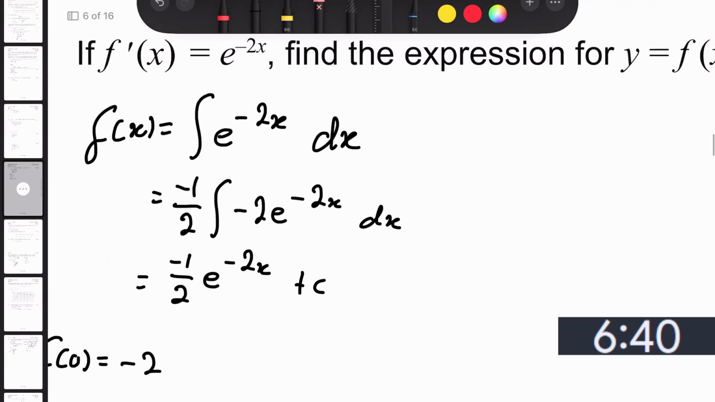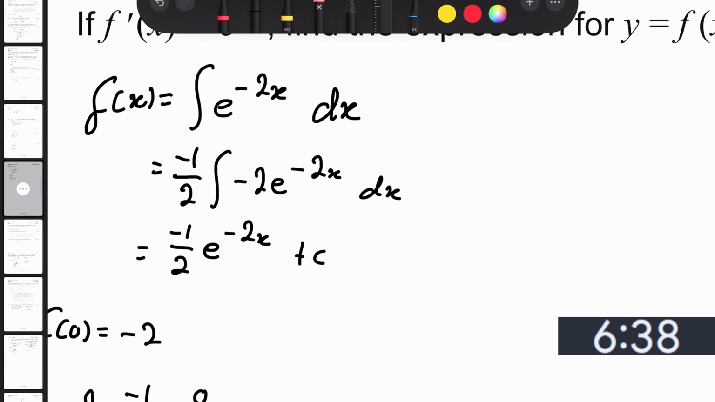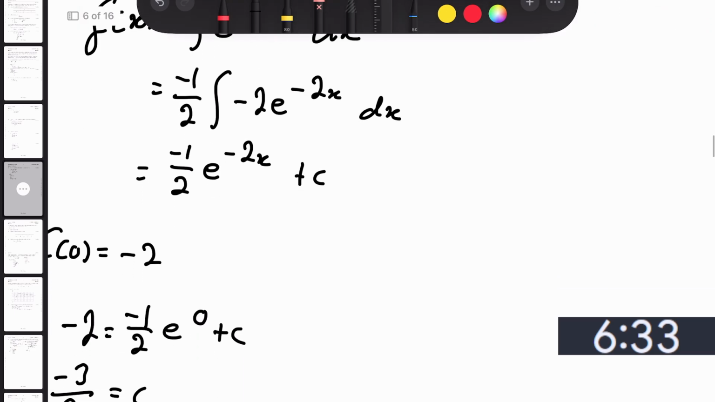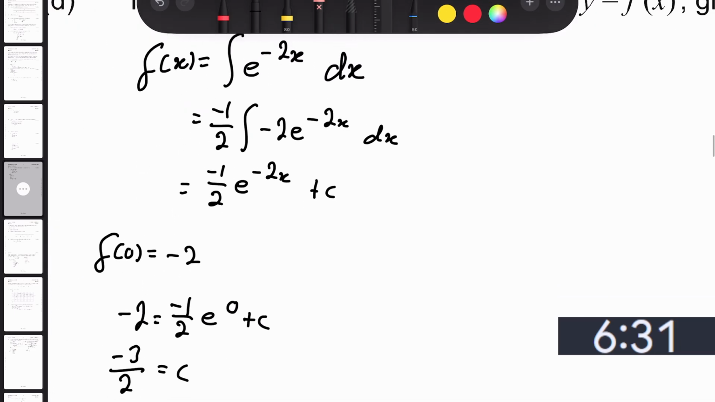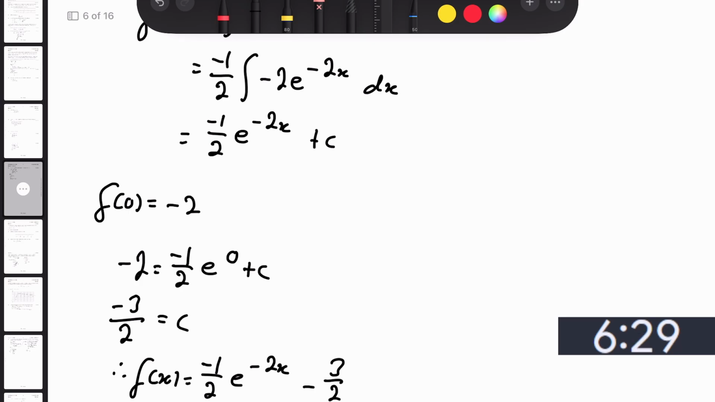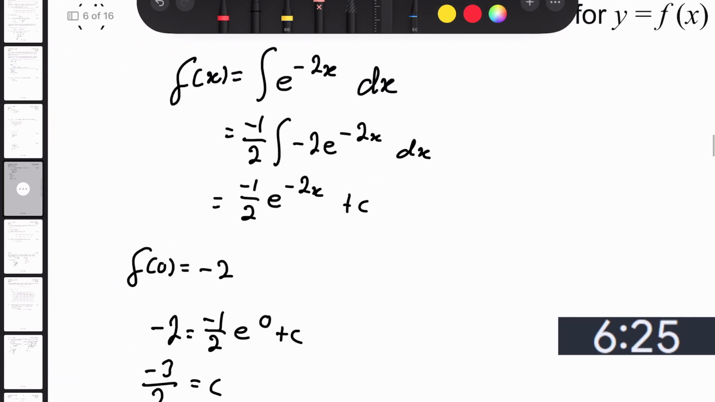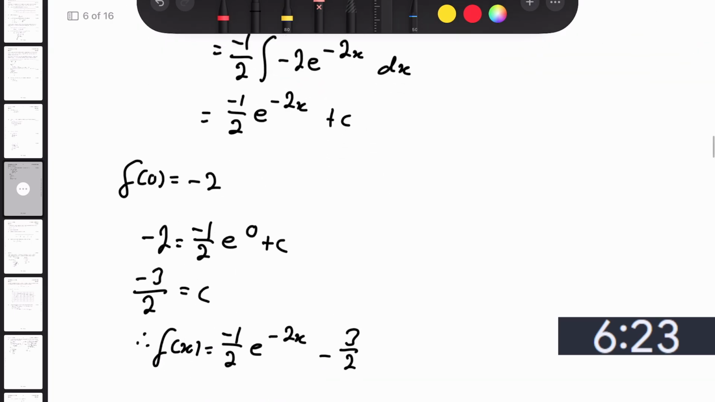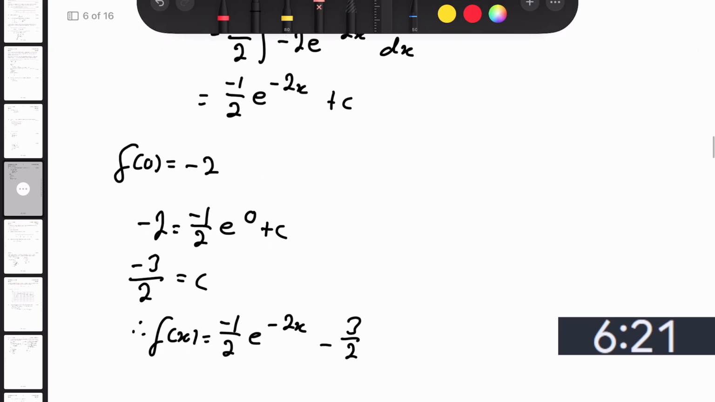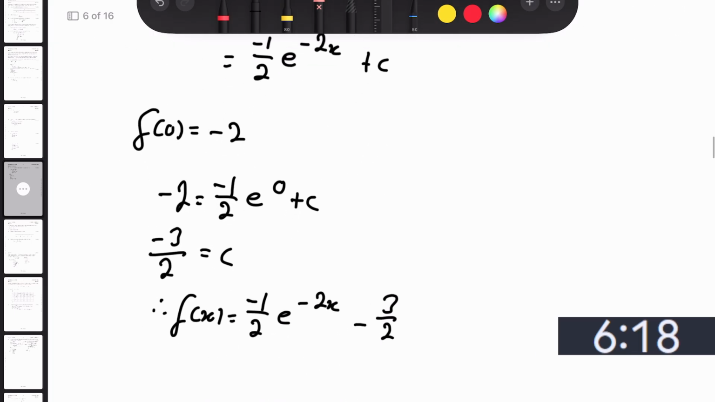Found the antiderivative. Again, we needed a negative 2, so we got a negative 1/2 on the outside, negative 2 on the inside. Differentiated. All of that became a half of e to the power of negative 2x. See if we differentiate that, it becomes negative 2, yeah, e to 2x. And we added plus c, f of 0 equals negative 2.